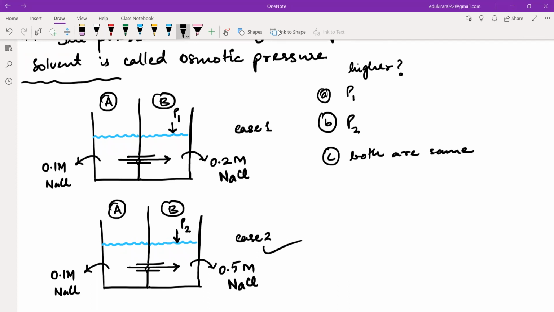Where is the flow slow? Slow कहाँ पे है flow? The flow of solvent is slow in case 1 या case 2? Case 1, it is slow. So we have to put more pressure to stop that flow या less pressure to stop that flow? Less pressure.